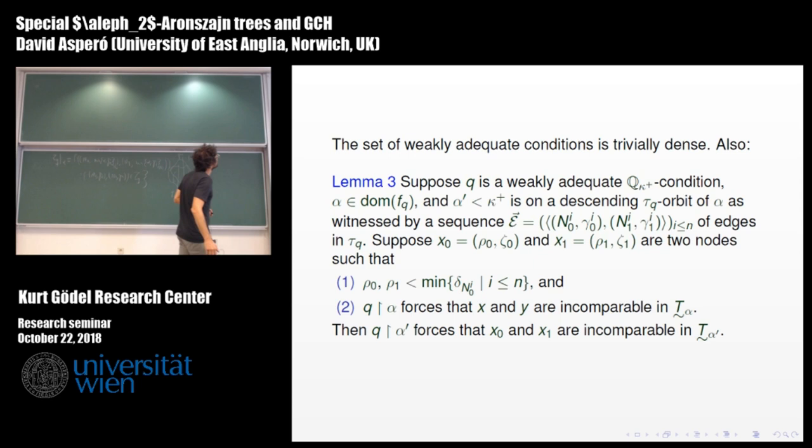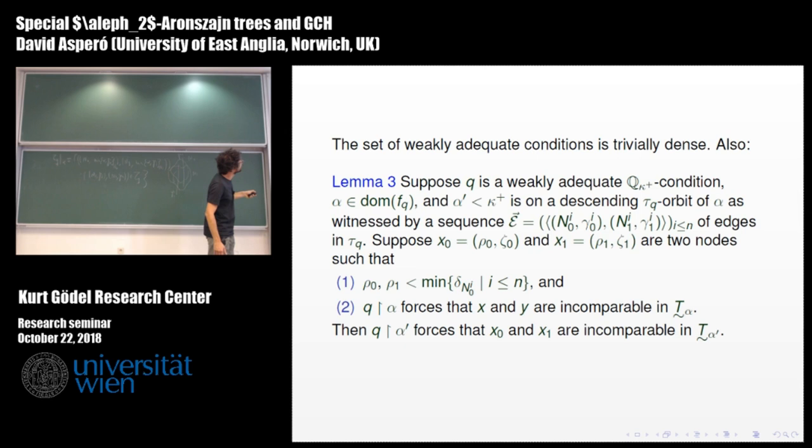and also this lemma is nice. So suppose that Q is weakly adequate, and you have an alpha in the support, and some alpha prime which is on a descending tau Q orbit of alpha, as witnessed by a sequence of edges like this. And suppose that I have two nodes x0 and x1, and the heights of the nodes are less than the minimum of the heights of these models. So these are the kind of objects that I will need to copy from one place to another. And Q restricted to alpha forces that x0 and x1 are incomparable in T alpha.